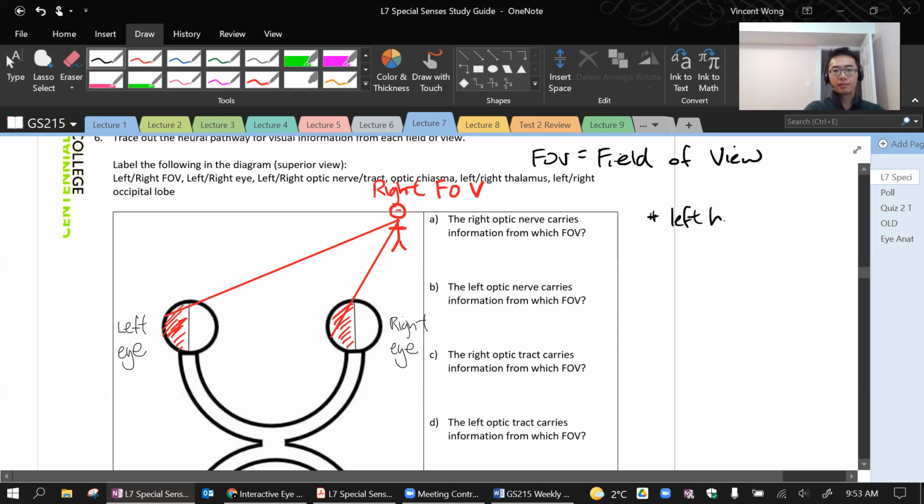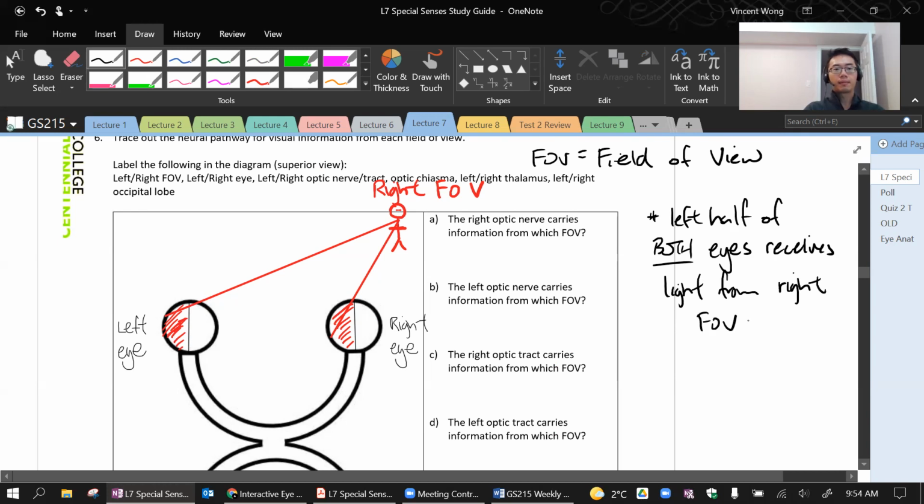Left half of both eyeballs receives light from right FOV. Is that okay?